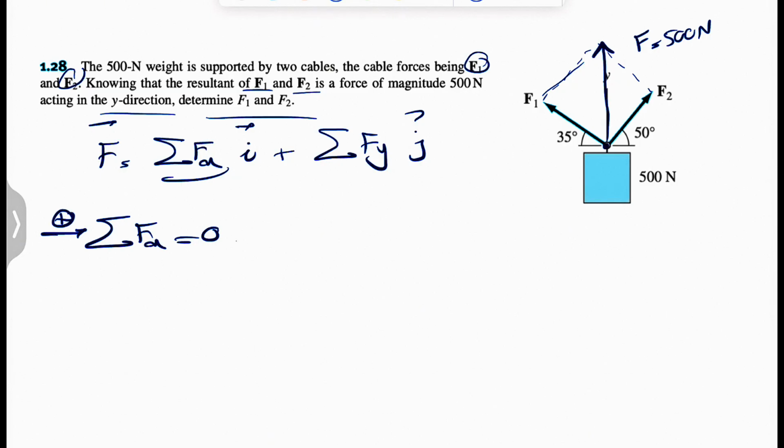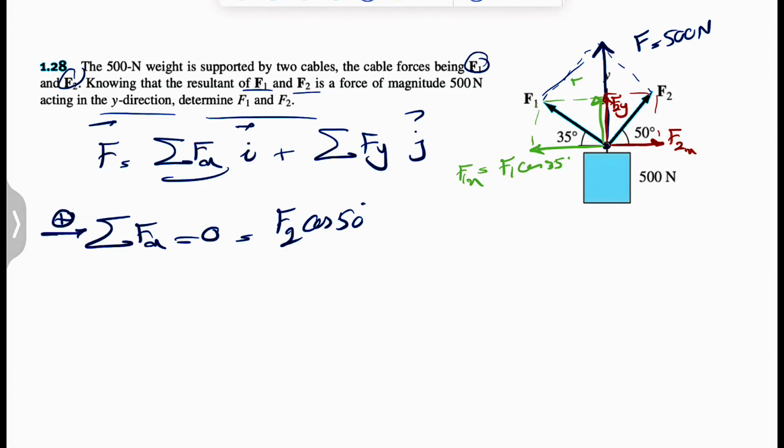So we have the x component of F2, which is F2 cosine of 50 degrees, and it will be positive since it's to the right. This will be the x component of F2, F2x, and this will be our y component of F2, F2y. We have a similar story for F1: F1 cosine of 35, or we can call it F1x, and this will be F1y. As we can see, the x component of F1 is to the left, so negative F1 cosine of 35 degrees, equals 0.